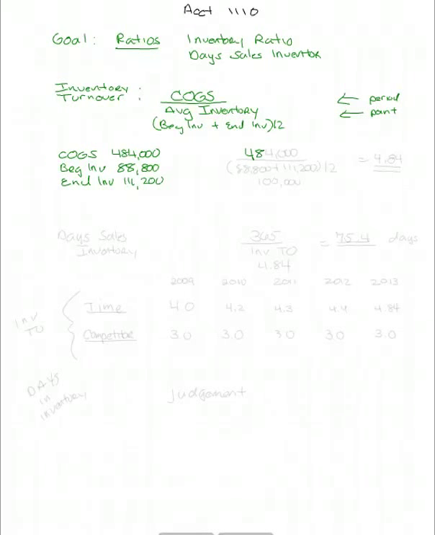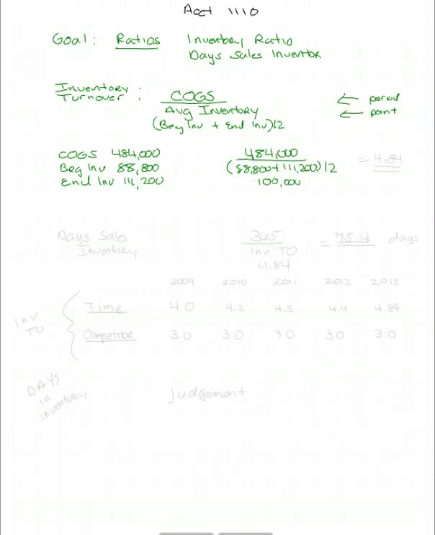Cost of goods sold is $484,000. What is our average inventory? $88,800 plus $111,200 added together and then divided by 2 will give us our denominator. What does that work out to be? If you work through the math in the denominator, you'll find that 88,800 plus 111,200 divided by 2 is 100,000.